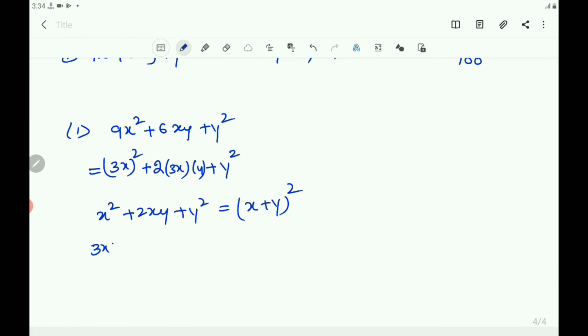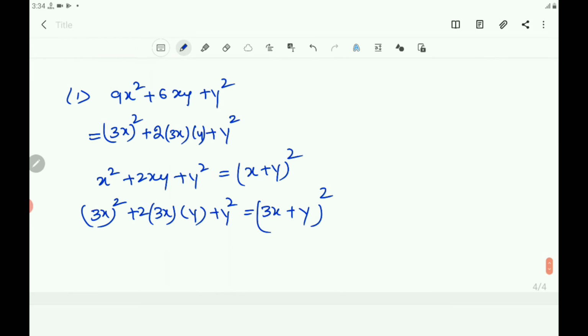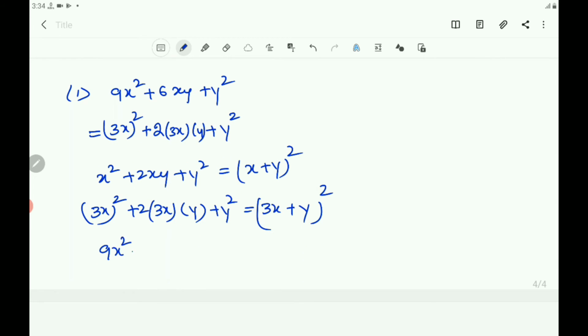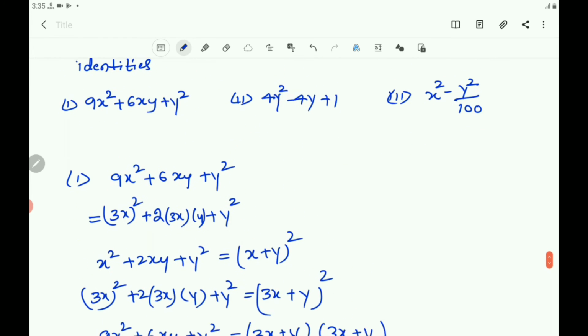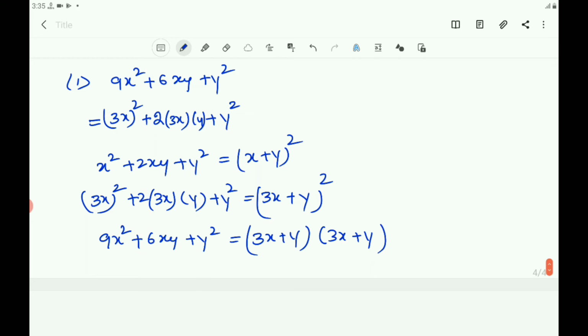Then (3x)² + 2 into 3x into y + y² is the expansion of (3x + y)². So in the place of x, 3x is there: (3x + y)². So you can write 9x² + 6xy + y² equals what? (3x + y)(3x + y). So the factors are, here we have to factorize it, factors are (3x + y) into (3x + y).